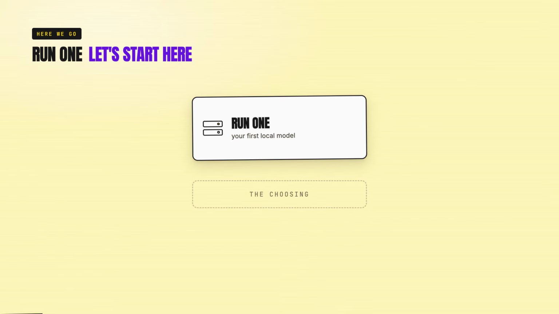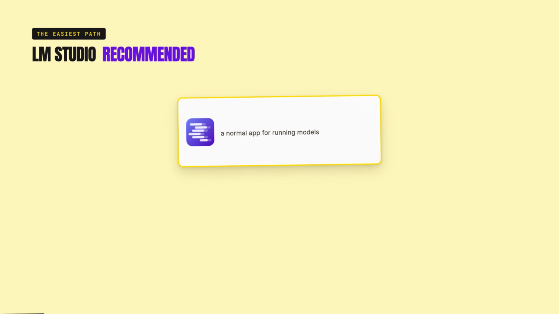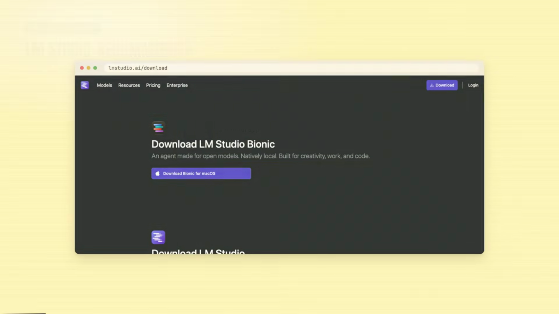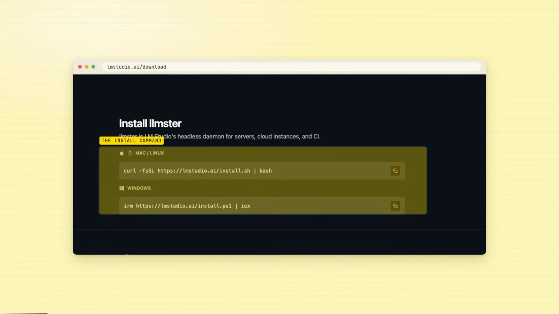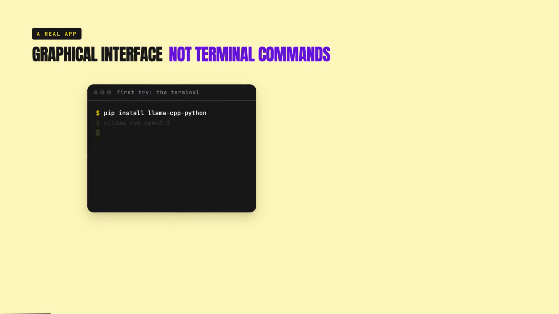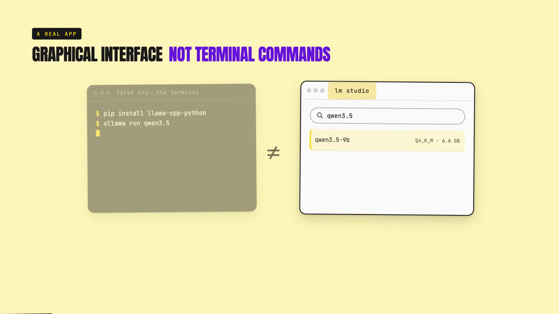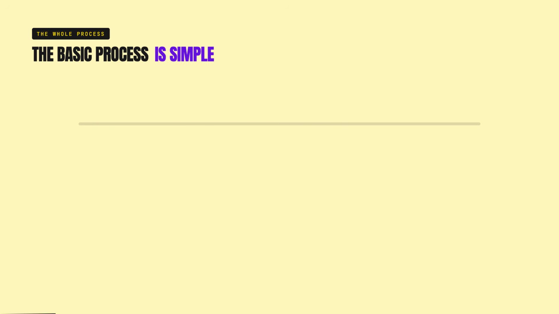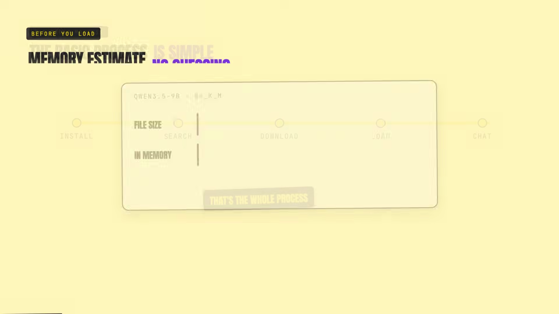Let's start by actually running one. If you're completely new to local AI, the easiest place to begin is probably LM Studio. It works on Windows, macOS, and Linux, and it gives you a normal graphical interface instead of making you learn terminal commands first. The basic process is simple. Install LM Studio, search for a model, download it, load it into memory, and start chatting. That is the entire process.